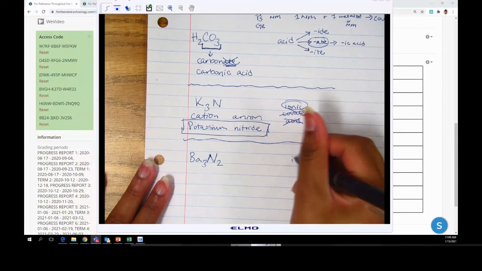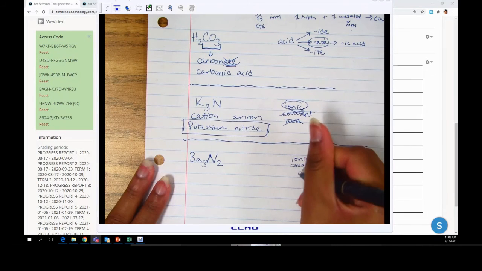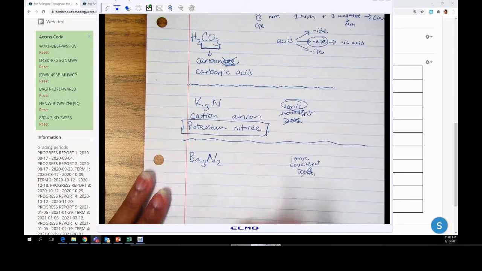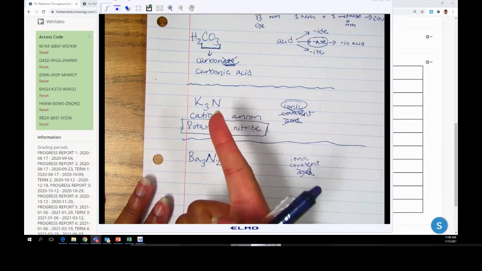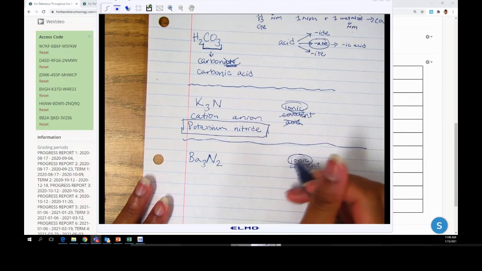So when we ask ourselves, are we looking at ionic or covalent? Once again, it's not an acid. All right, don't see an H in front. But we are looking at one metal and one nonmetal. So this is going to be ionic.